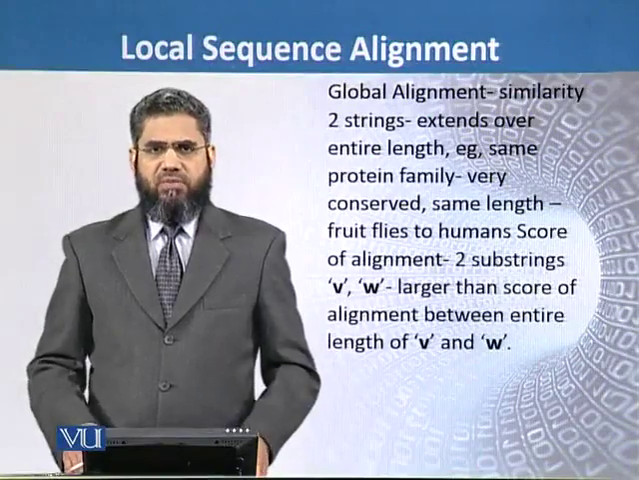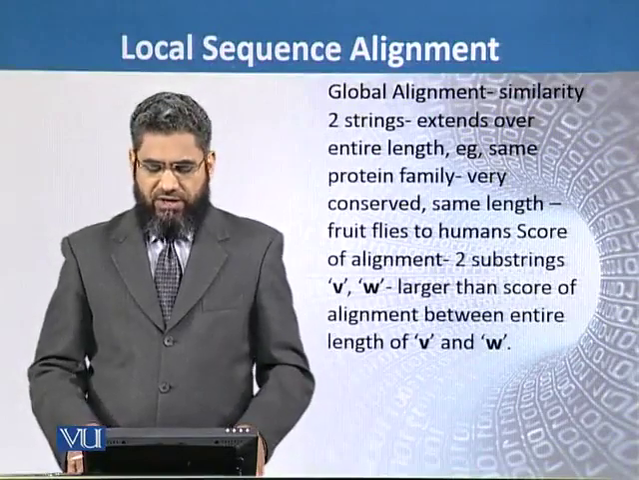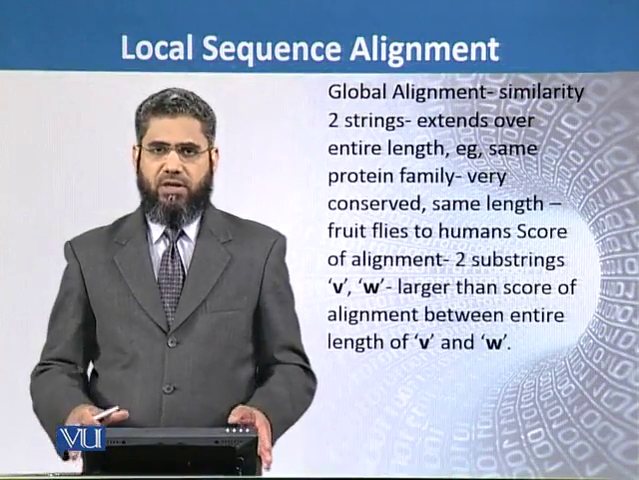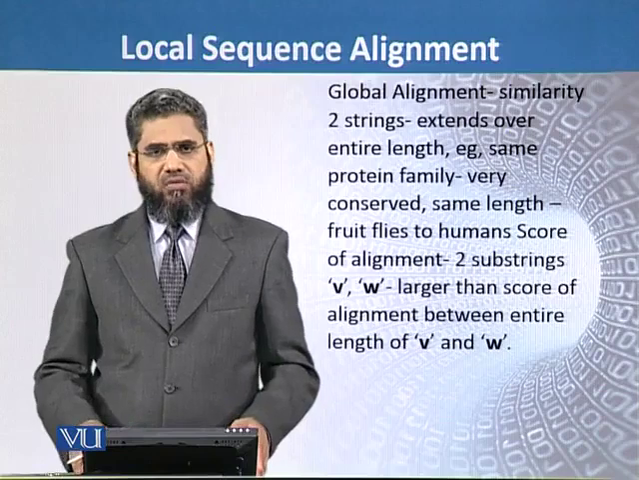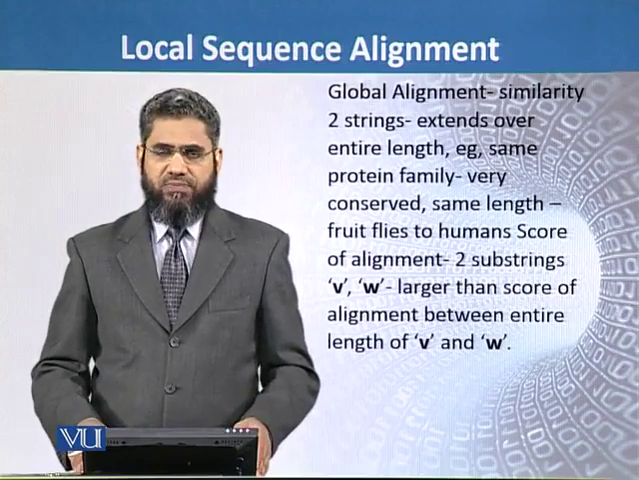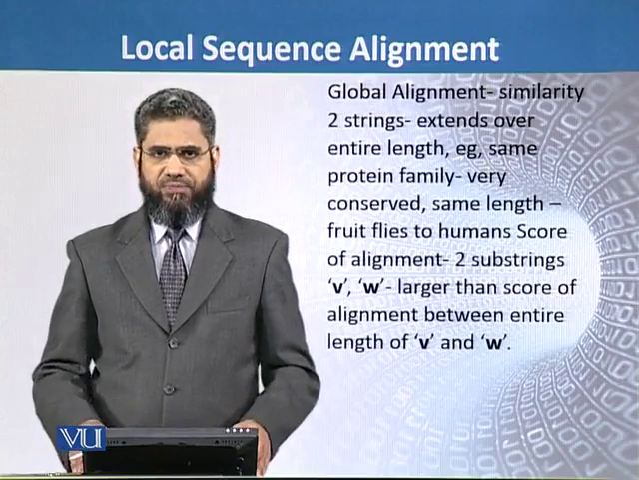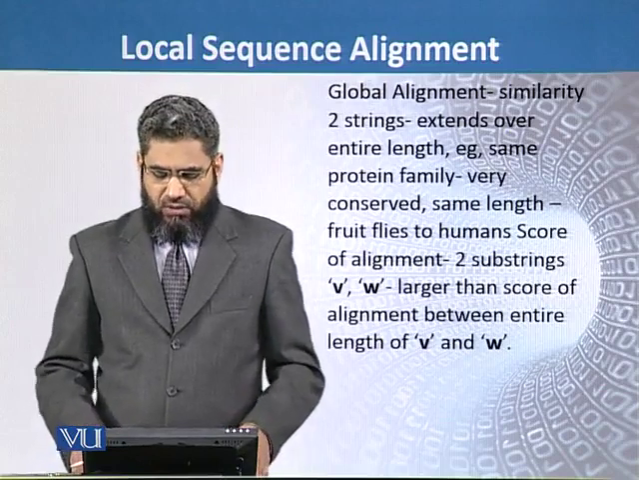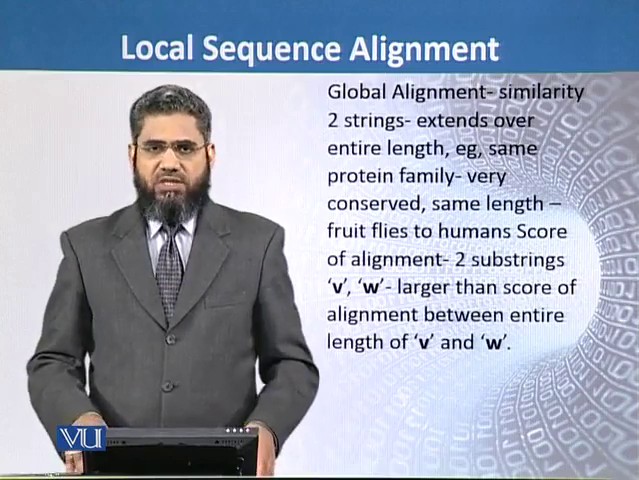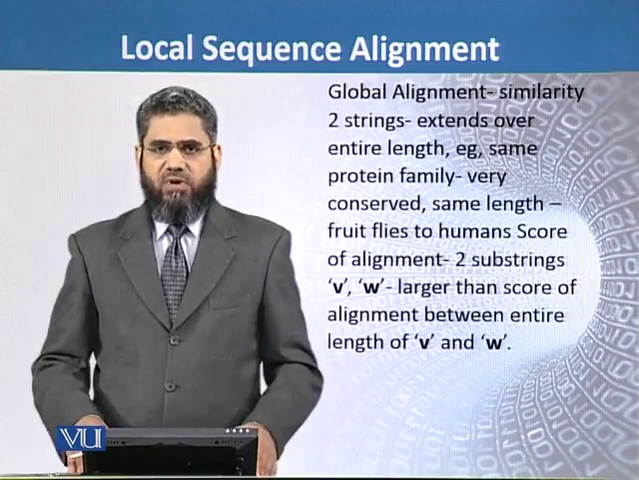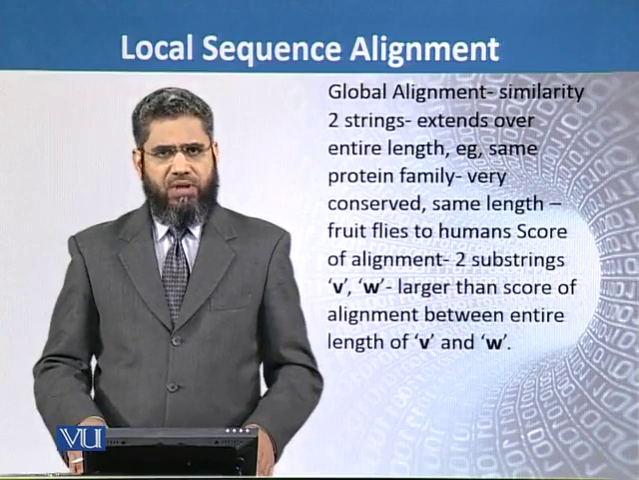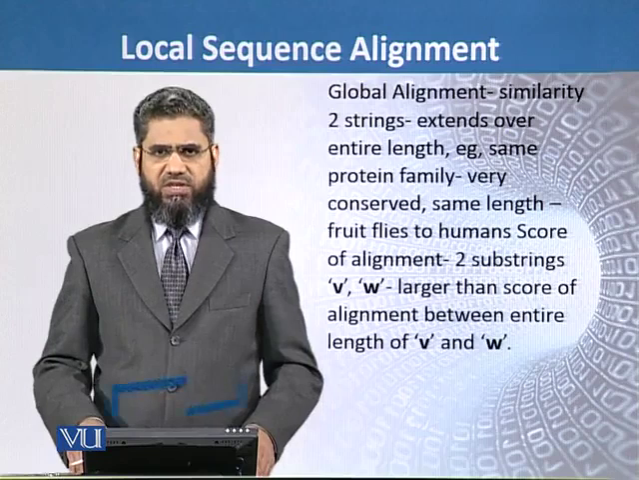Global sequence alignment seeks the similarity between the two strings throughout. It means that in the global sequence alignment, we have to see the alignment between the two strings from one end to the other end globally. So this is possible only when the two protein sequences are very similar to each other.